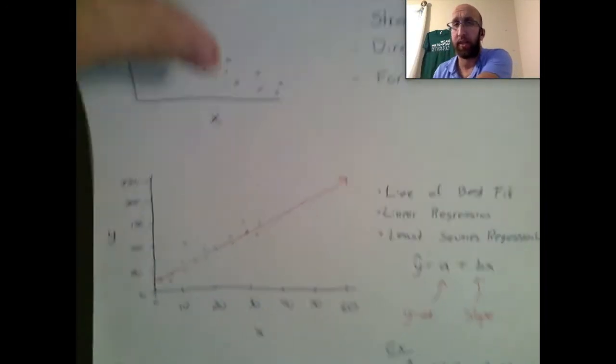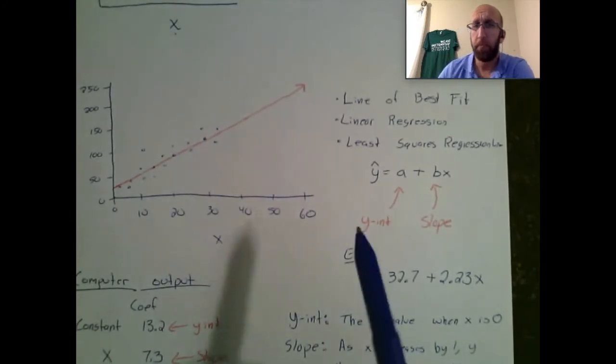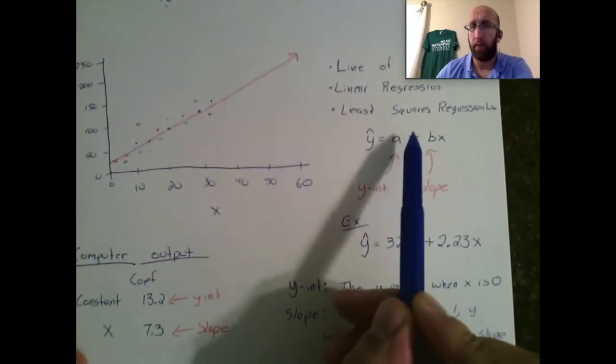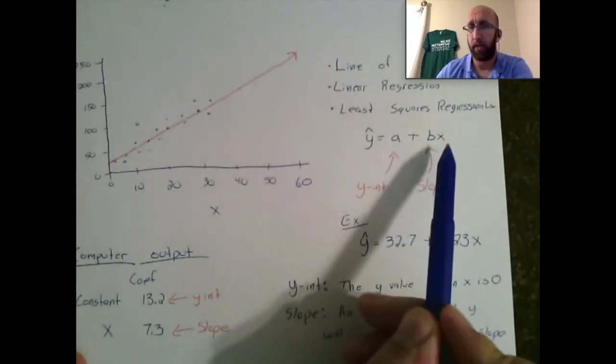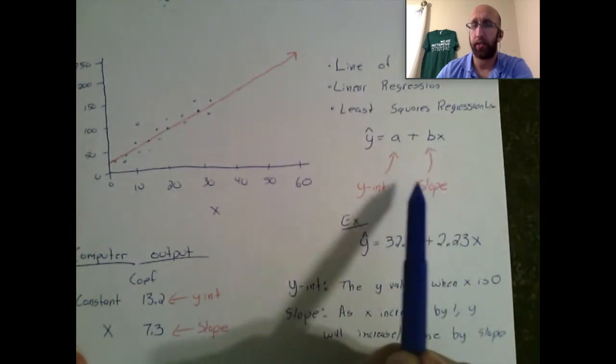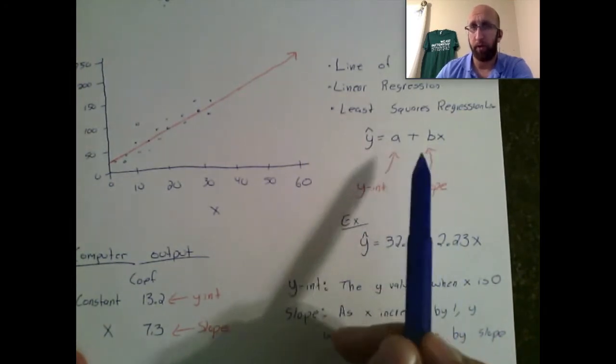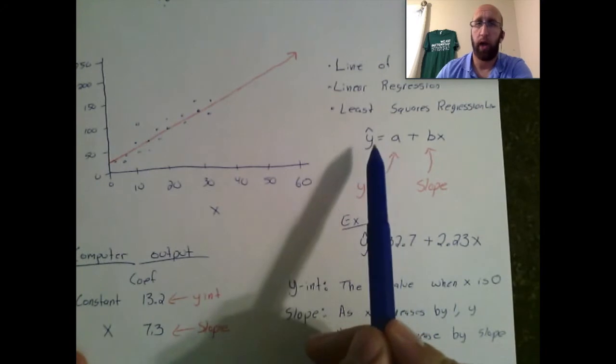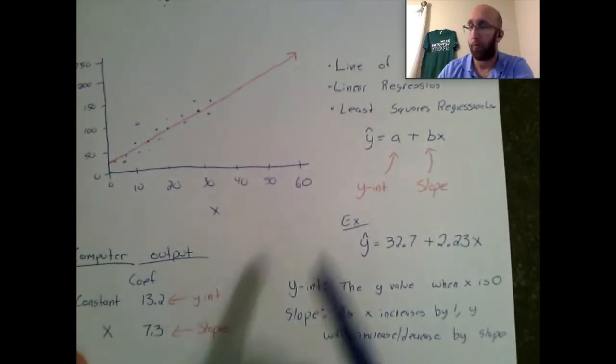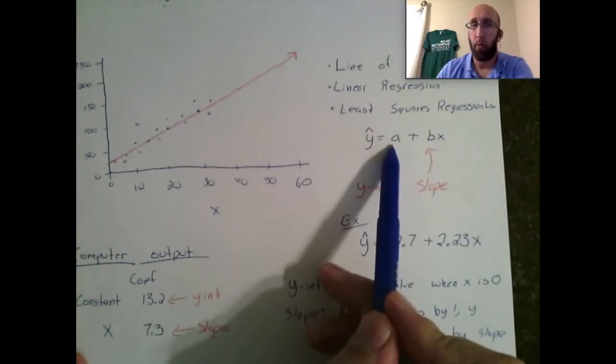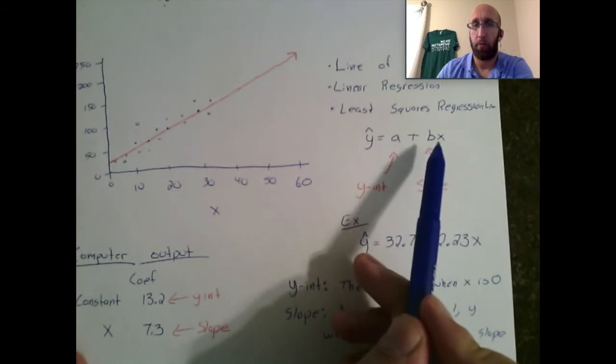When we look at this equation, there are two pieces we're going to look at. The first part is your y-intercept, and whatever is in front of the x is your slope. This is a little different from what you saw in Algebra 1, y equals mx plus b. It's flipped around: y-intercept comes first, slope comes second.